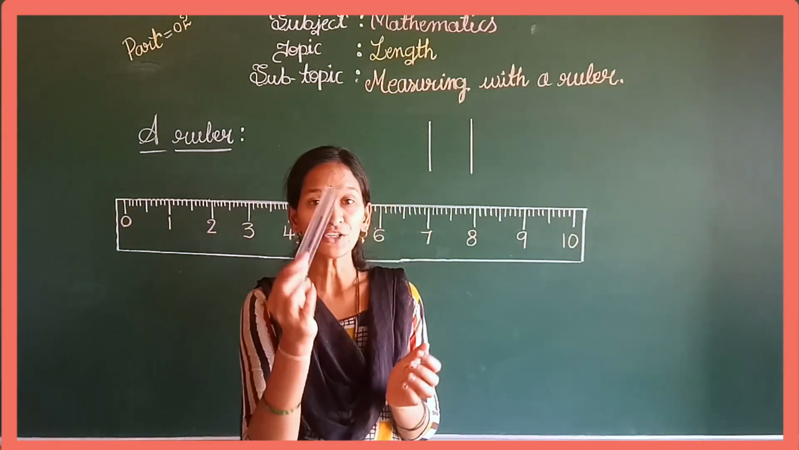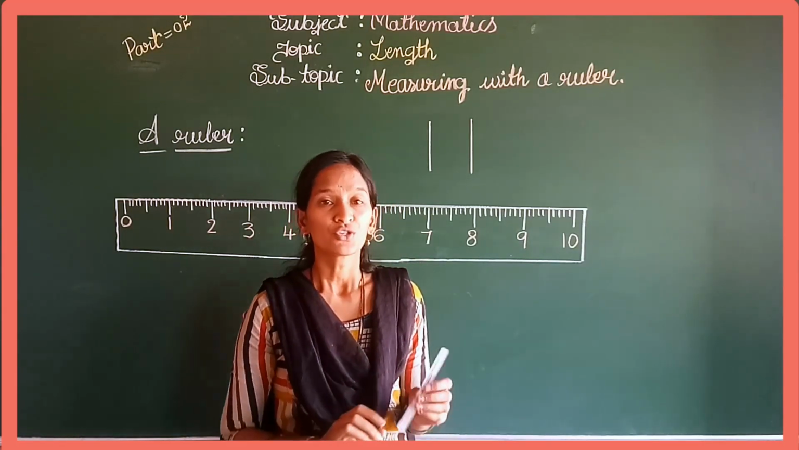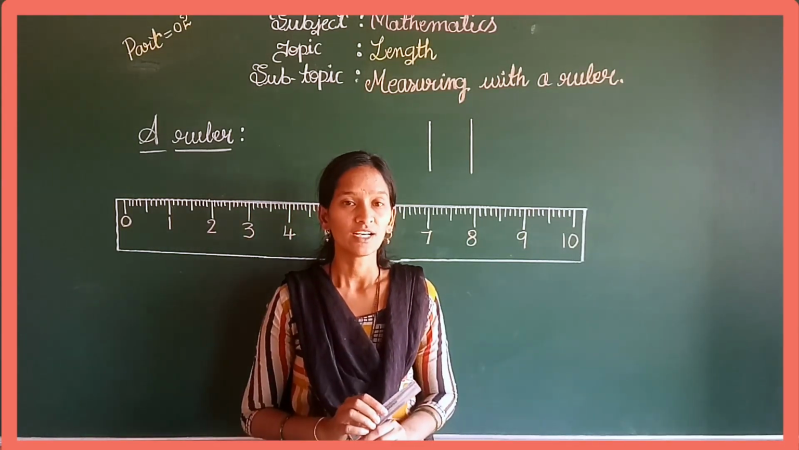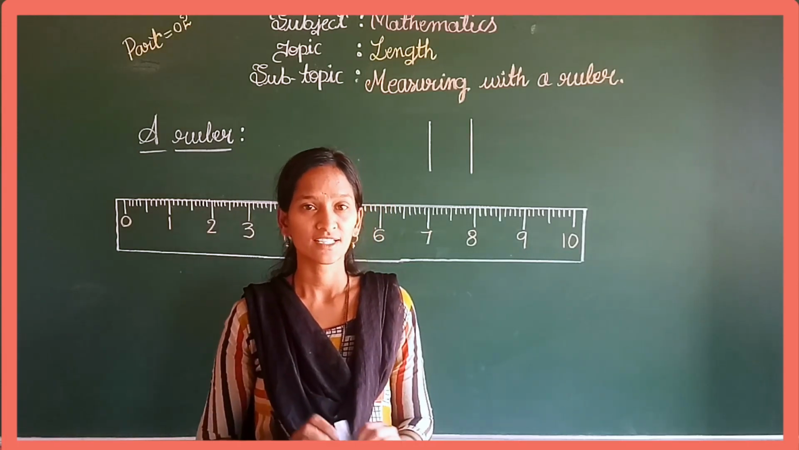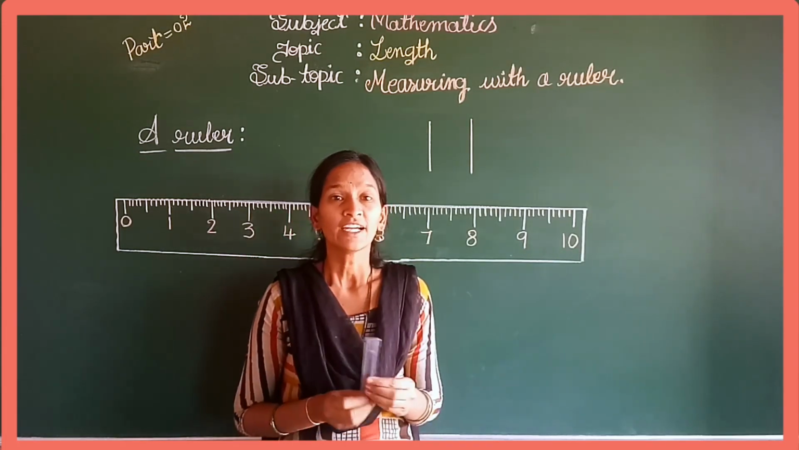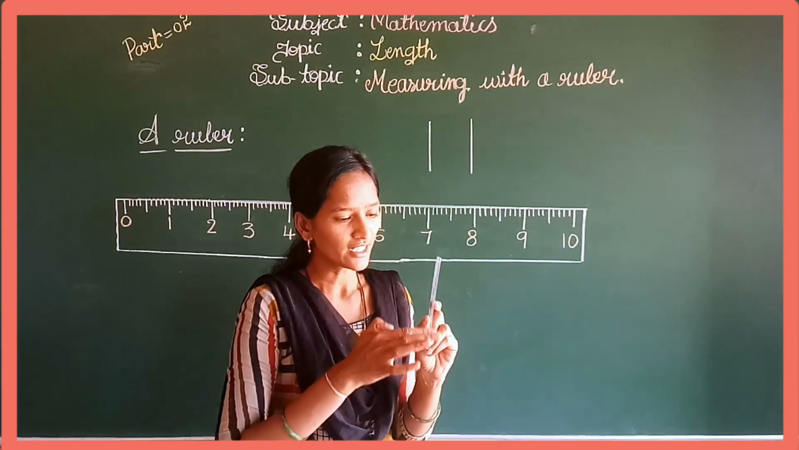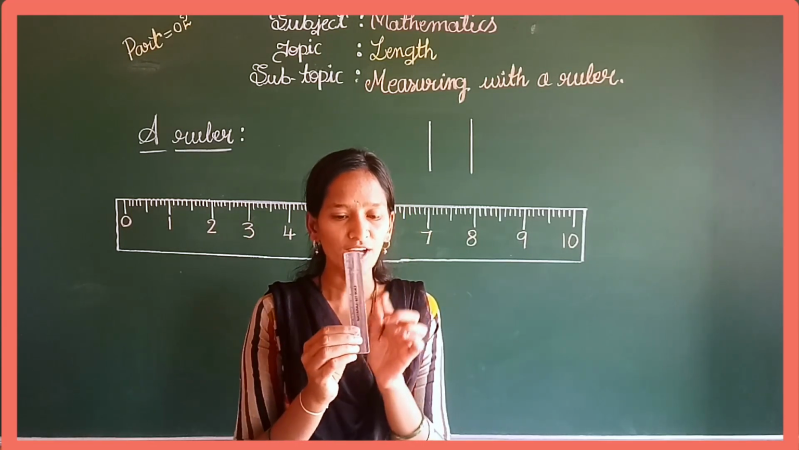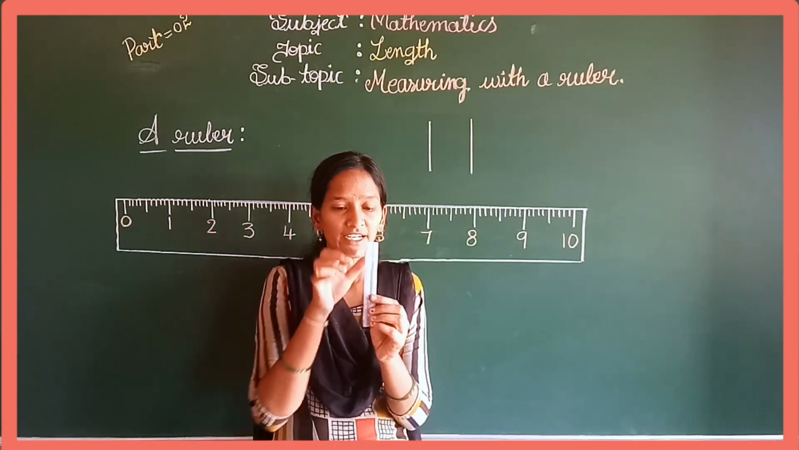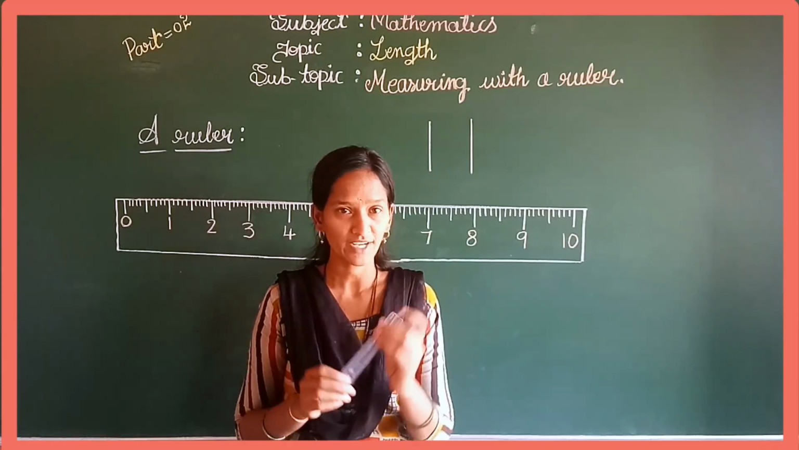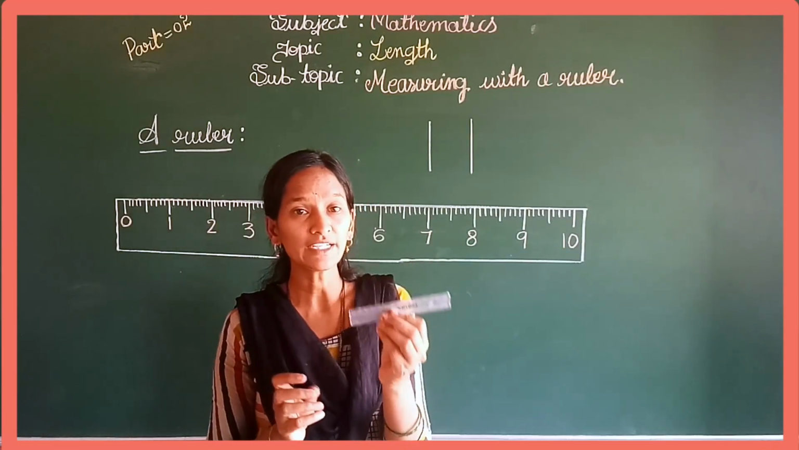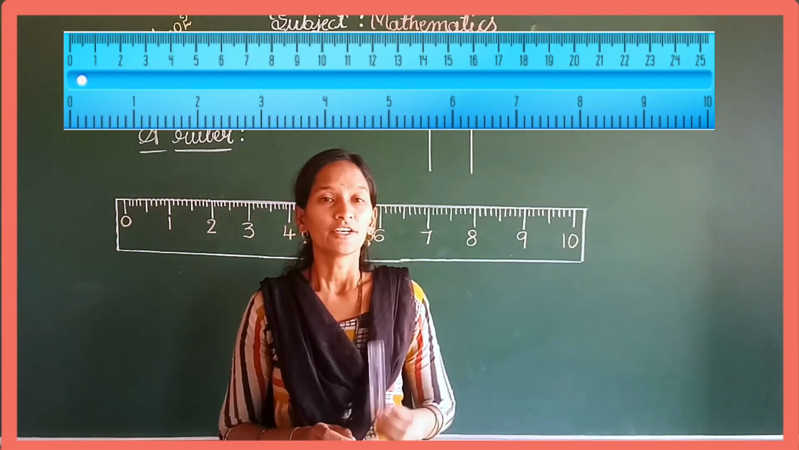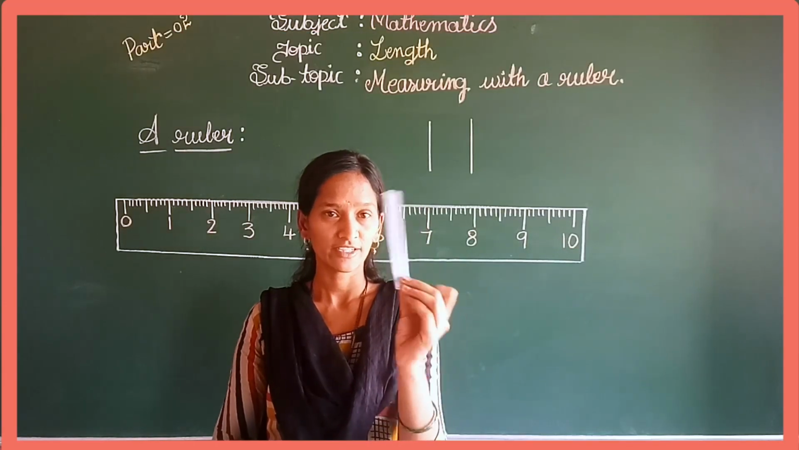So first, I will introduce this ruler to you. First, all of you take your ruler in your hand. Have you taken? Yes. So this is a ruler, right? It has a straight edge. See here, it has a straight edge on both sides. This is one side and this is another side, right? These rulers are available in wooden, plastic and also in steel. Now I have a plastic ruler, right?